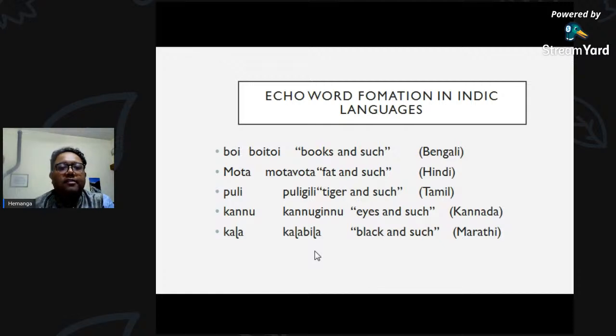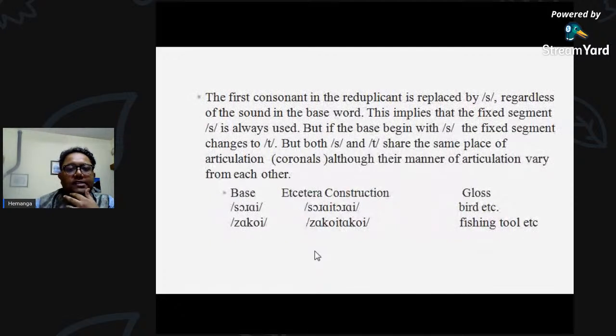But if we look at the other Indic languages like Bangla, you can say boitoi. In Hindi, mota wota, but in Tamil it becomes Puligili, in Kannada it is Kannuginnu, and in Marathi it is Kalabila. So you can see here, although the coronals are considered unmarked, in some of the languages it is very much the velar sound, Gili and Gino, which is a very marked sound, but it also becomes the reduplicant. In Assamese, mostly the first consonant in the reduplicant is replaced by S regardless of the sound in the base word.